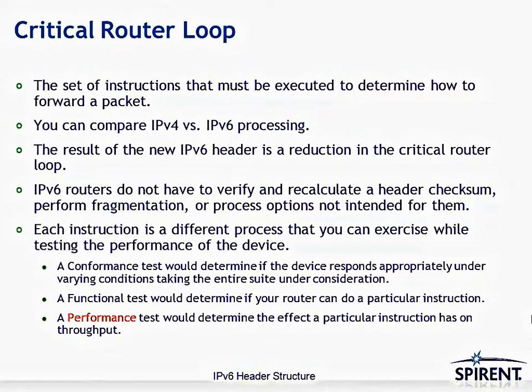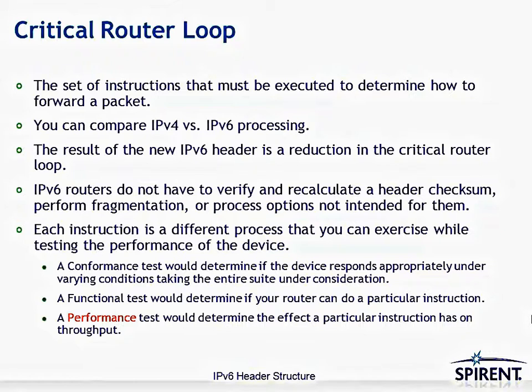So when we're talking about IP headers and comparing the process of those, we consider it in terms of the critical router loop. The critical router loop is a set of instructions that must be executed to determine how to forward a packet. Let's compare that with IPv4 and IPv6 on the next two slides. As we'll see in a moment, the IPv6 header is a reduction in the critical router loop. In other words, they're easier for routers to process.